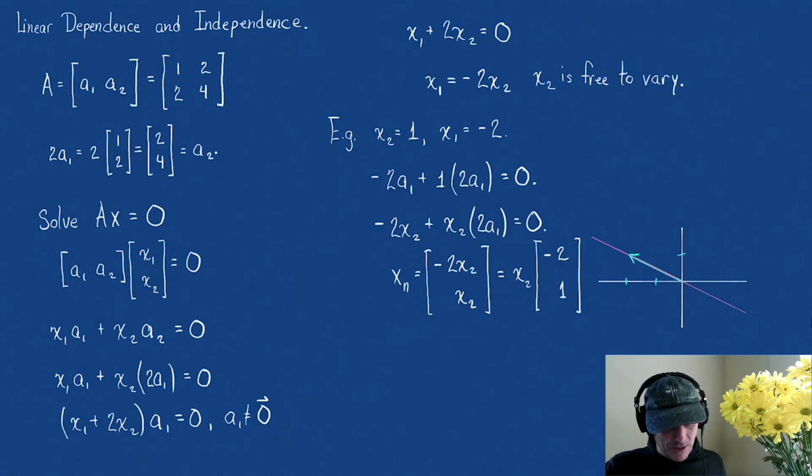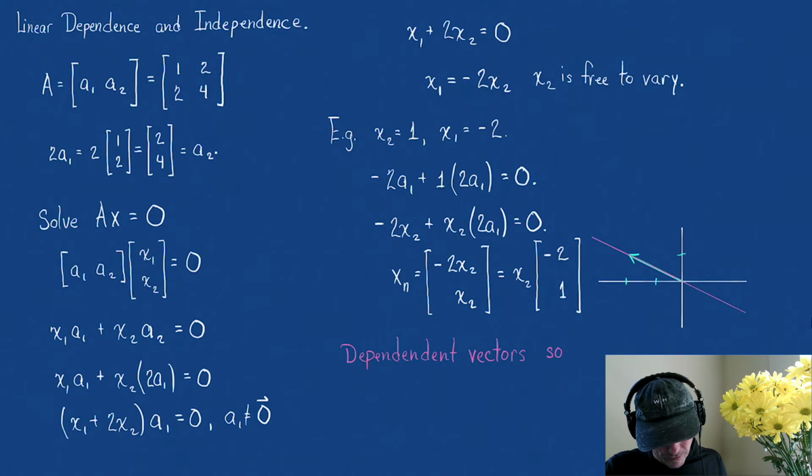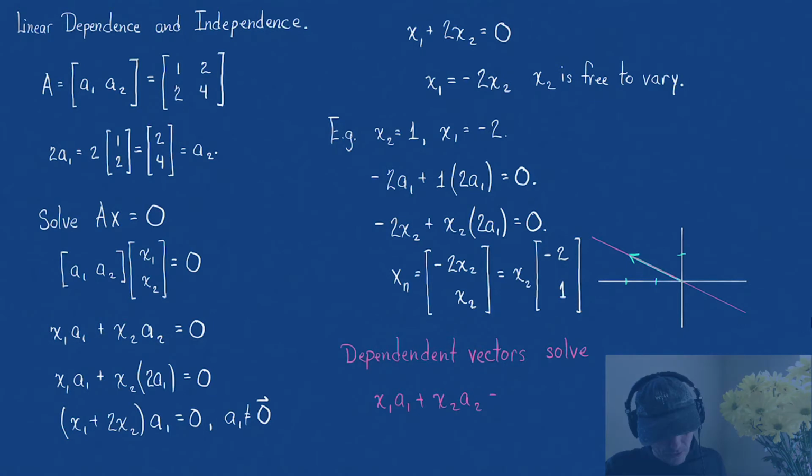So dependent vectors solve x1 a1 plus x2 a2.